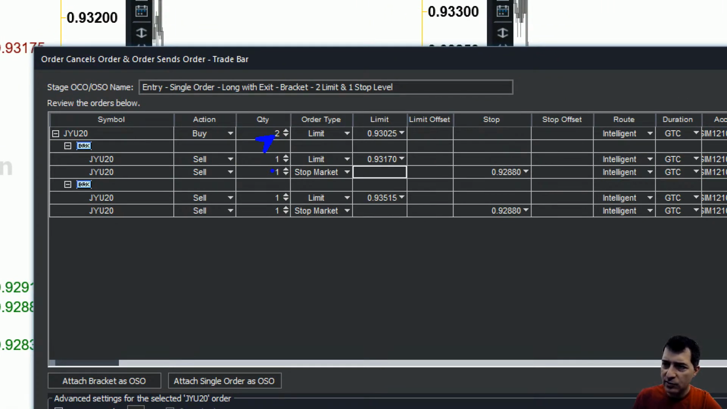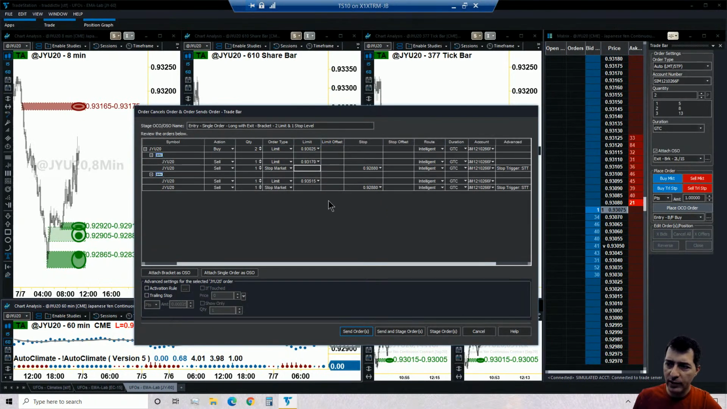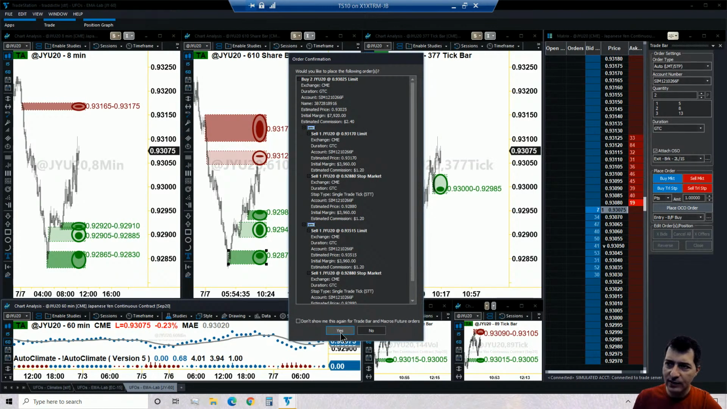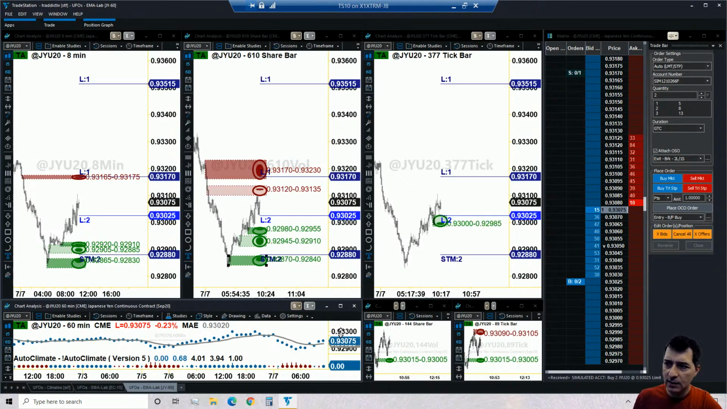So again, 2 contracts at the entry, 0.93025, with stops for each contract at 92.88 both. Then for one contract, the final target is located at 93.515, and for the other contract, the safety target is located at 0.93170. So the trade is ready to be sent. I'm going to send the order, validate 1, 2, 3. Okay, so the order is in, and now we can visually double check that everything made sense.